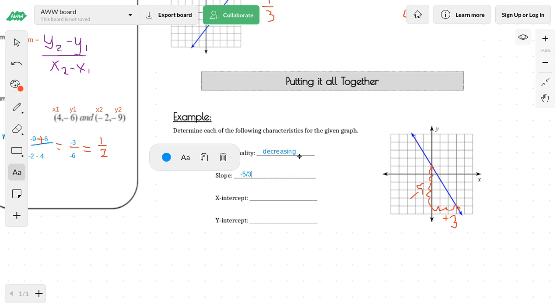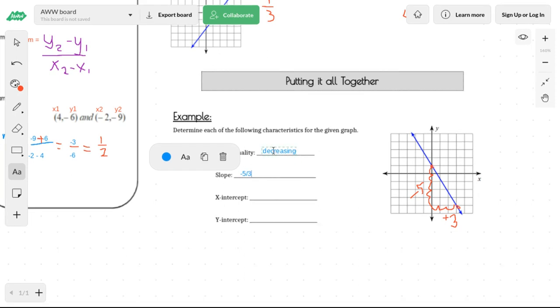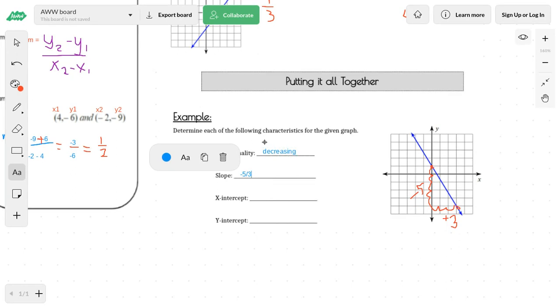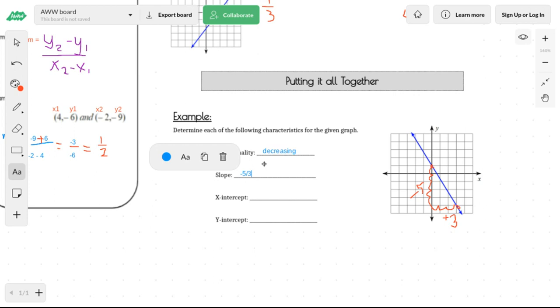One thing I do want to note is that your slope and whether it's increasing or decreasing should always match. So if my line is decreasing, I know my slope needs to be negative. If my line is increasing, I know my slope needs to be positive. So kind of keep an eye out for that as you start practicing this.